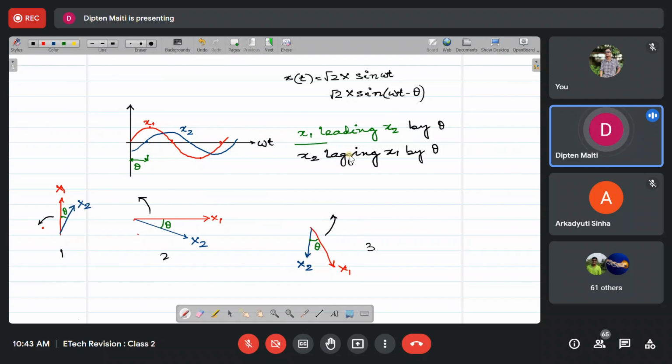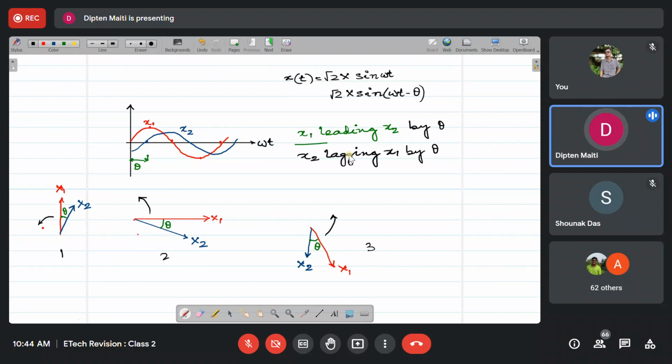The only important thing is that the phase angle difference between x1 and x2 should be theta. Further, the length of x1 should be proportional to the RMS value of x1, and the length of x2 should be proportional to the RMS value of x2. Here you can use any scale you want: 1:1, 2:1, 3:1, 1:2, 1:3, whatever you want.